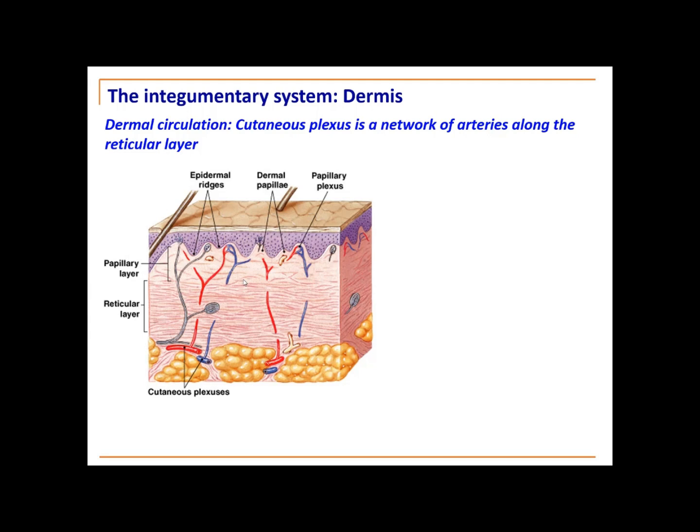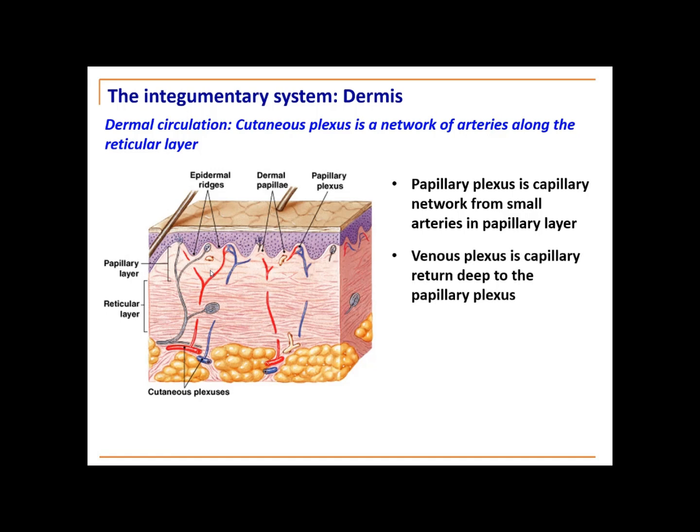So, dermal circulation. We have the blood supply going in there, and we have the cutaneous plexus. So that's a network of arteries along the reticular layer. The papillary plexus is obviously the capillary networks, and that comes from small arteries, all the small arterioles. So we've got the arteries and the arterioles going into the capillaries in that papillary layer. And then we've got the venous plexus, is the capillary return deep into the papillary plexus, as is obvious.